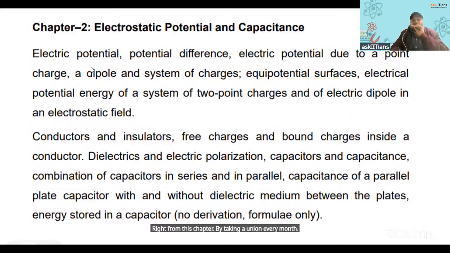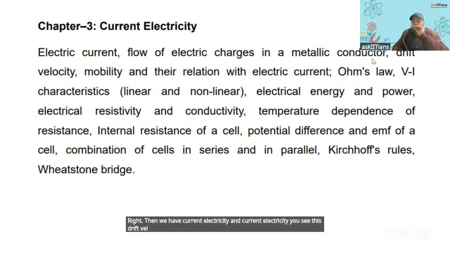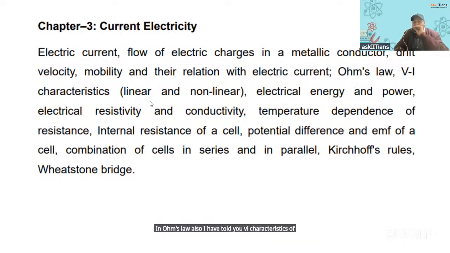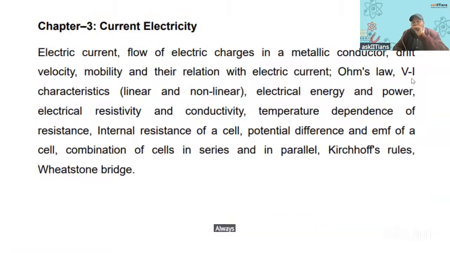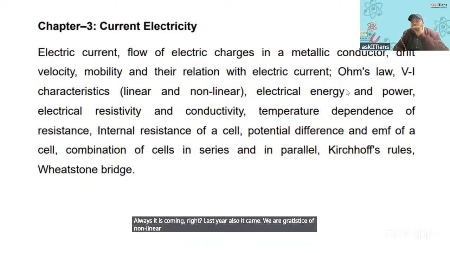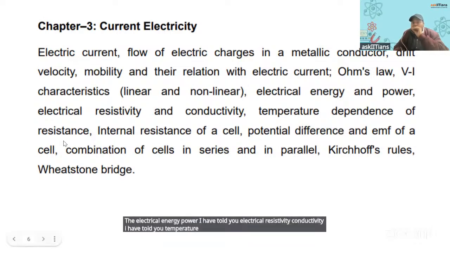Then we have current electricity. In current electricity, you see drift velocity, mobility. What is the relation with the electric current? Then Ohm's law. In Ohm's law also, I have told you VI characteristics of linear and non-linear. There's a topic in NCERT, please read it. It is always coming. Last year also it came, the VI characteristics of the non-linear part. The electrical energy, power, electrical resistivity, conductivity I have told you, and temperature dependence of resistance. Then internal resistance of a cell. This becomes important.